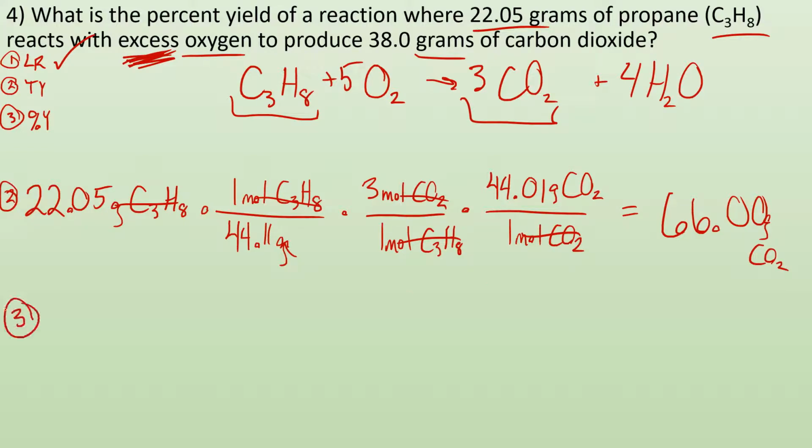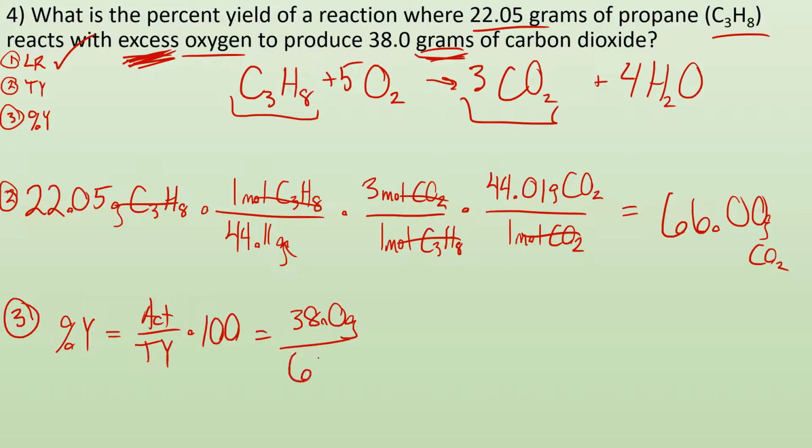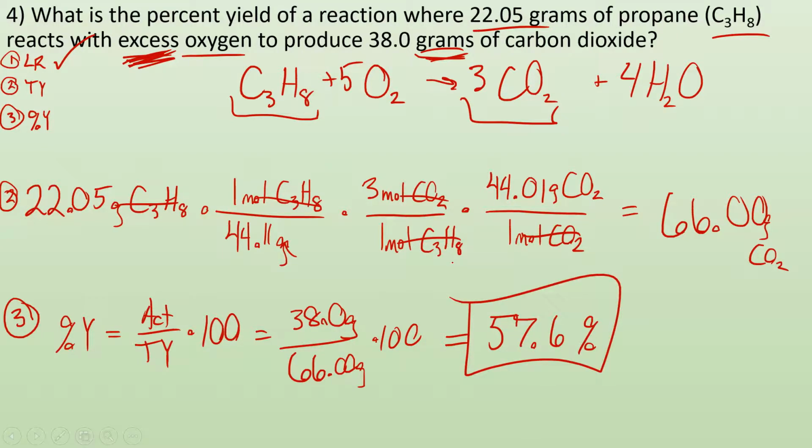Step 3 is percent yield, right? So percent yield is equal to what we actually got experimentally, divided by what we could have gotten, times 100. So what we actually got was 38.0 grams, and I get that from the problem up here, divided by what I could have made, 66.00 grams, times 100. We plug and chug, and we get 57.6% as my final answer.